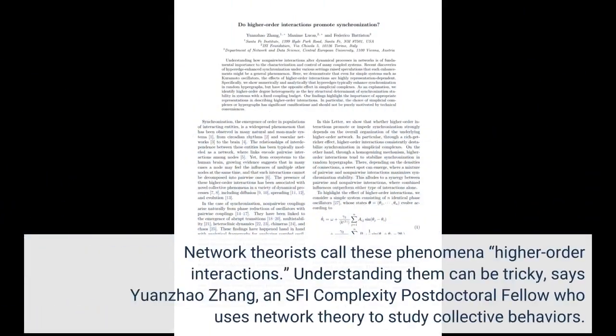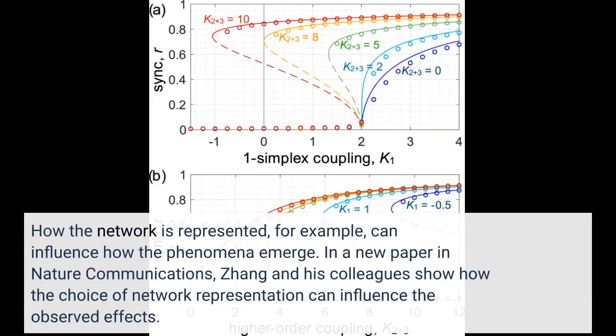Thanks. Network theorists call these phenomena higher-order interactions. Understanding them can be tricky, says Yuanzhao Zhang, an SFI Complexity Postdoctoral Fellow who uses network theory to study collective behaviors. How the network is represented, for example, can influence how the phenomena emerge. In a new paper in Nature Communications, Zhang and his colleagues show how the choice of network representation can influence the observed effects.